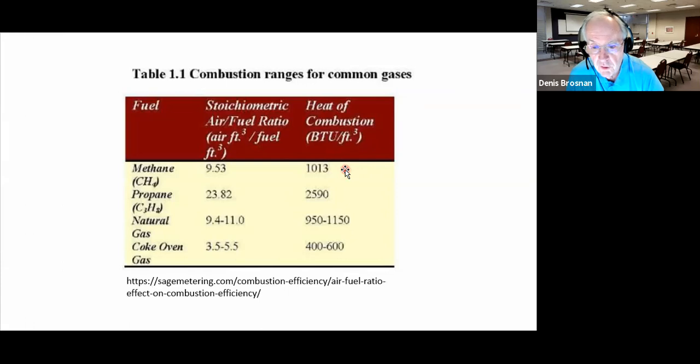The heats of combustion are up here, around 1,000, once again, for methane and natural gas, depending on the gas source. Propane is higher, 2,590 BTUs per cubic foot, whereas coke oven gas is a lot lower. So the ratios that you use depend upon the fuel that you use, and this is important because in a lot of cases propane is used as a backup fuel for natural gas.